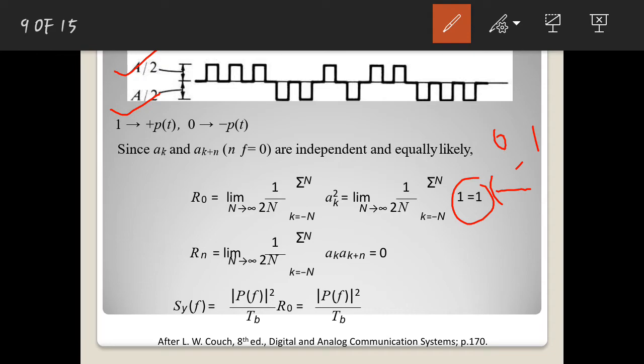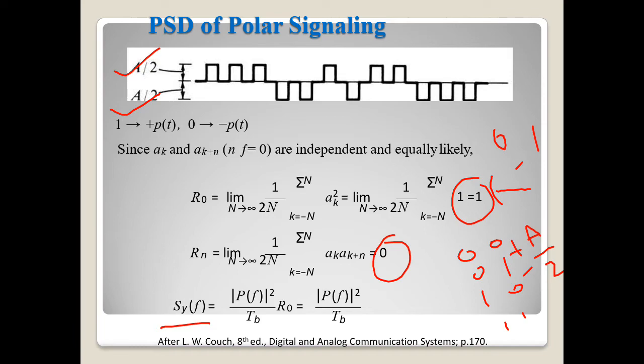For Rn, you have the combination for 0 0, 0 1, 1 0, 1 1. But since your bits are represented as plus and minus A by 2, you will have the value as 0. Therefore, the output power spectral density S_Y of f is the pulse multiplied by R0. Rn is 0. Higher order terms are 0 in polar. Only you have R0. Therefore, the power spectral density is P of f squared divided by Tb, which means that it occupies higher bandwidth than your unipolar system.